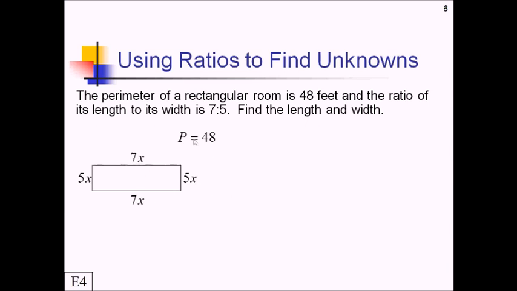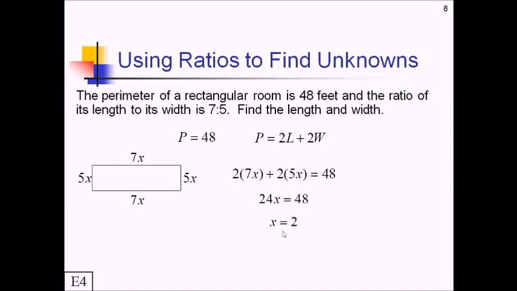Now what do we know about perimeter? Well, the perimeter of a rectangle is just 2 times the length plus 2 times the width. In other words, add all the sides together. So we've got 2 times 7x plus 2 times 5x. And that's all going to equal 48. So that's 14x and 10x, which is 24x. Dividing by 24, we get x equals 2.